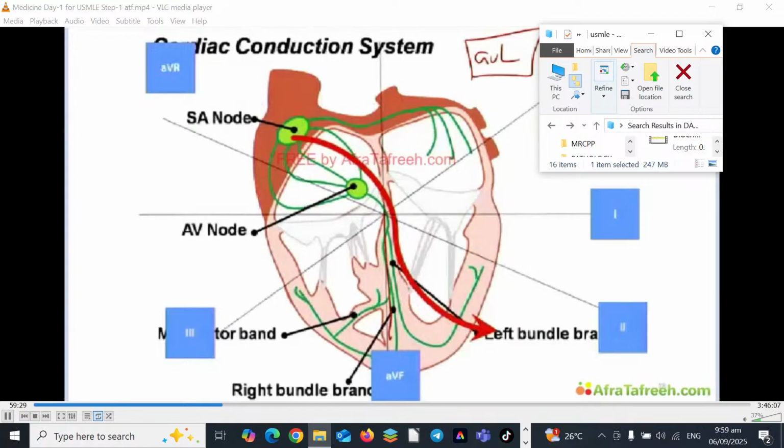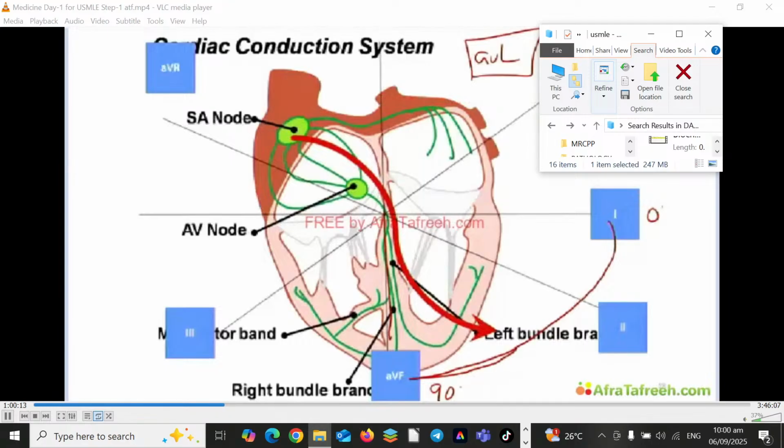So if someone asks you tomorrow, what is the normal axis of the heart? The question is very straightforward. The normal axis of the heart is always going to be in a range. Anything that is between lead 1 and lead AVF indicates that it is towards the left side. Till the time it is towards the left side, we say it is normal. So from 0 degrees to 90 degrees is the normal axis of the heart, and 60 degrees, which is your lead 2, is the most common direction of the heart.